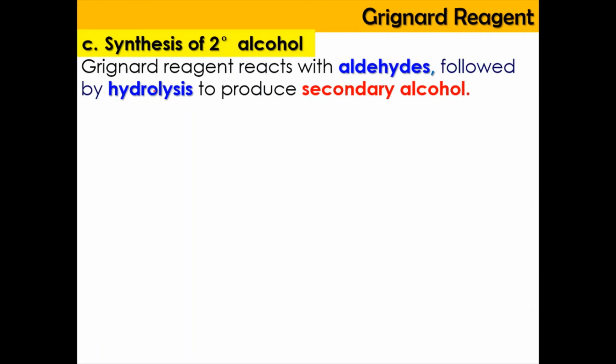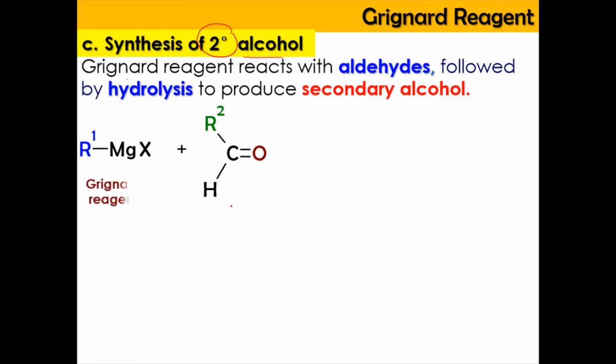Now we're going to look into the synthesis of secondary alcohol. Similar steps as before, but in this case the Grignard reagent needs to react with an aldehyde. Okay, earlier for primary alcohol it had to react with C double bond O, H and H. But to produce secondary alcohol, your H here you're going to replace with one alkyl group, and this is known as an aldehyde.